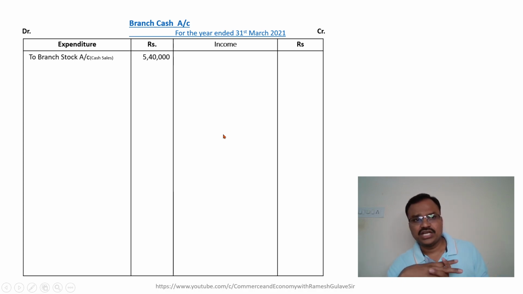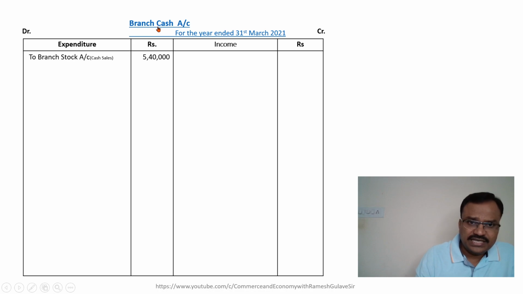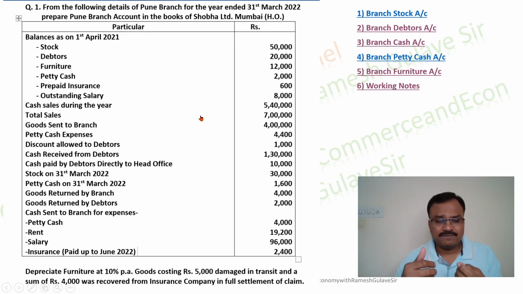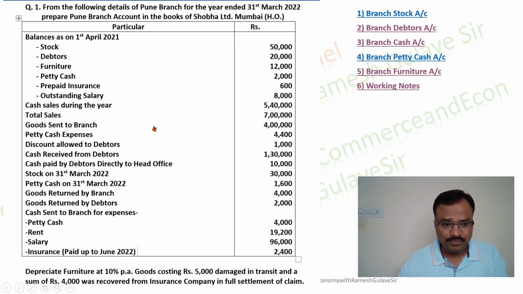First, see in the question, the opening balance of cash account is not given. See friends, there is a difference between petty cash and cash. As I said, the petty cash account is maintained to pay small expenses, and it is maintained separately. But here the information about the cash account is not there, so we have to prepare the cash account. Opening balance or closing balance of cash account is not there. We are going to find the cash of the branch on the basis of given information.